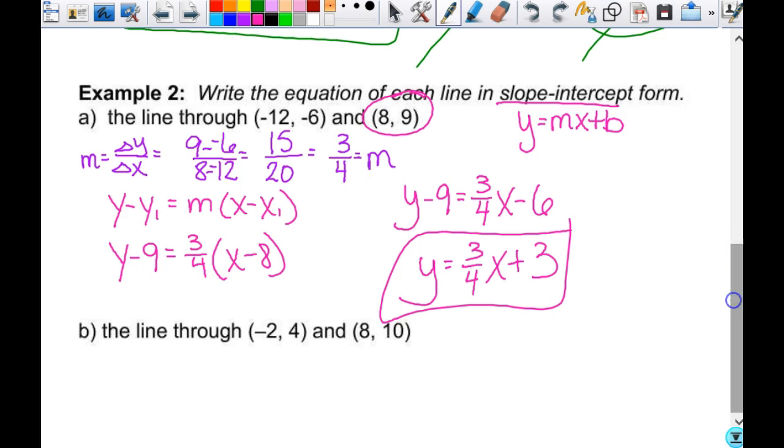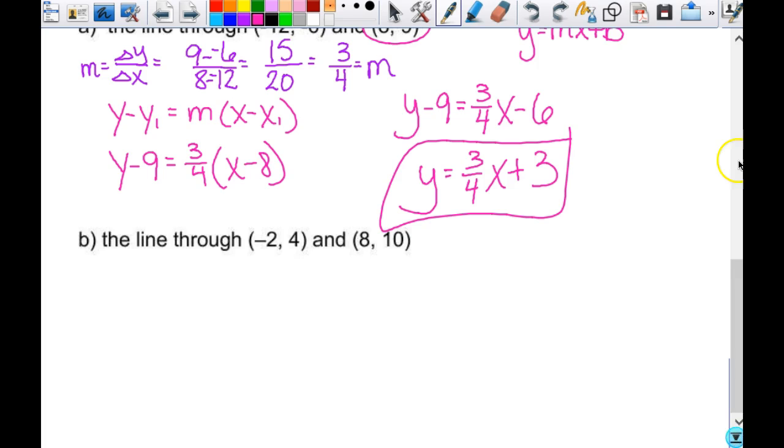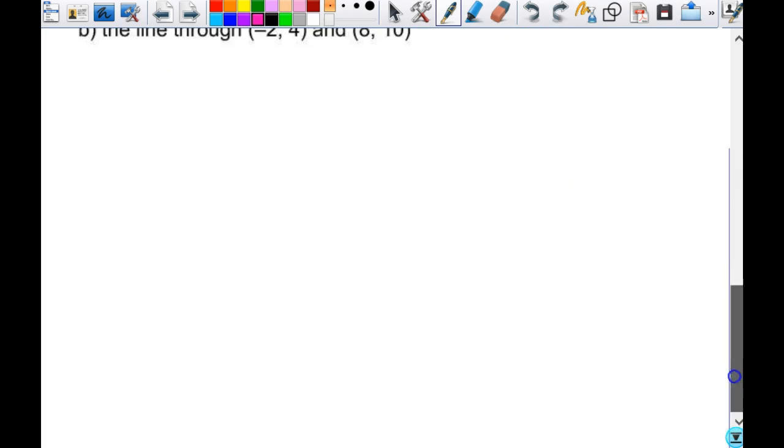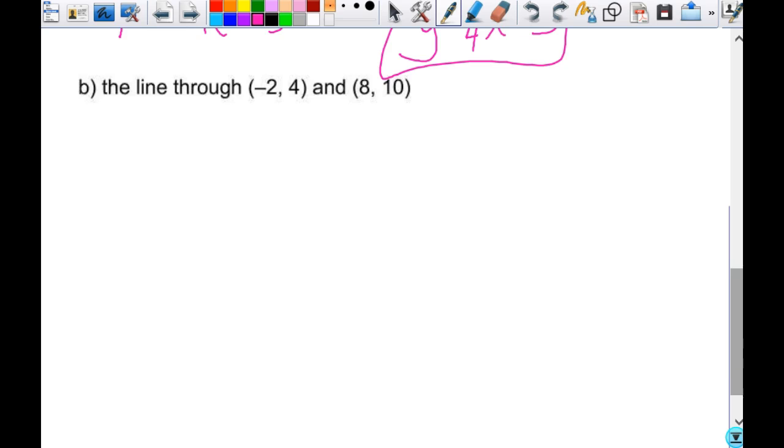Let me give you a second. Go ahead and get started on this one. And I want you, even if you learned b the other way, like finding b, I want you to try putting this in y equals mx plus b using point-slope form. That's going to be helpful to you.